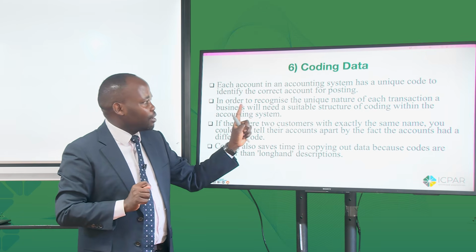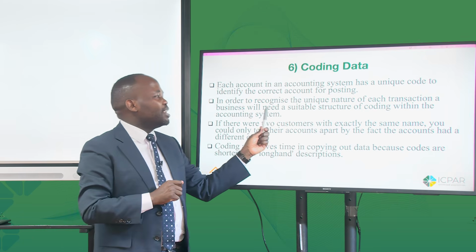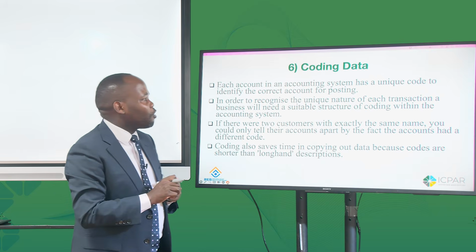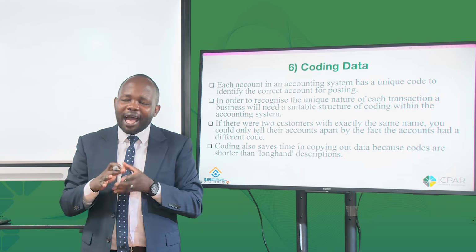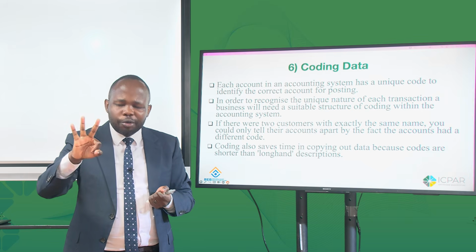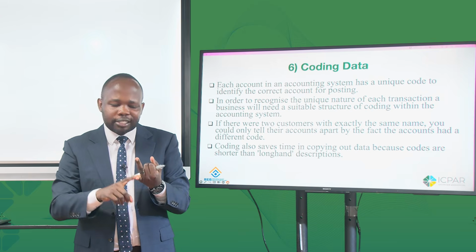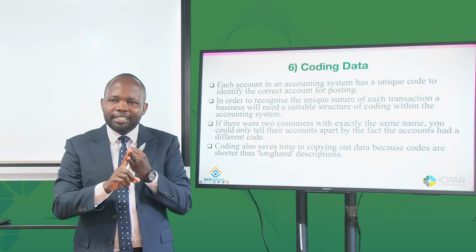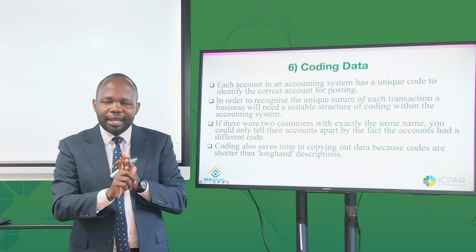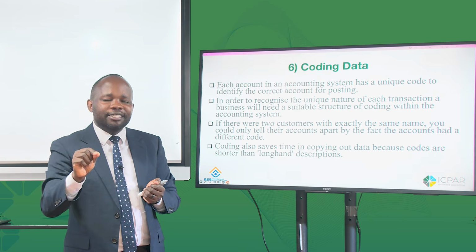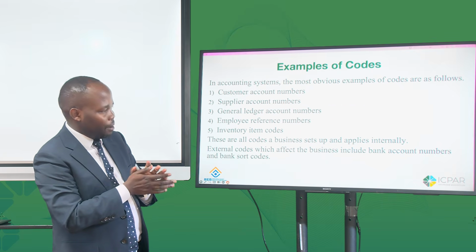Each account in an accounting system has a unique code to identify the correct account for posting. In order to recognize the unique nature of each transaction, a business will need a suitable structure of coding within the accounting system. So normally we have three types of codes, which we will see at a later stage. We have numeric codes, alphabetic codes, and number three, alphanumeric coding. So each business will choose which type of code suits them.